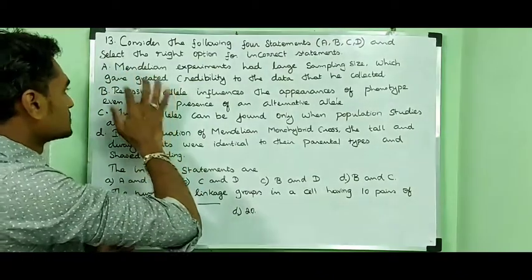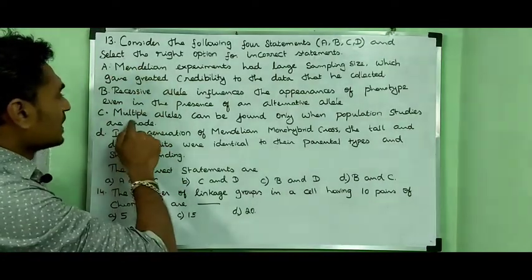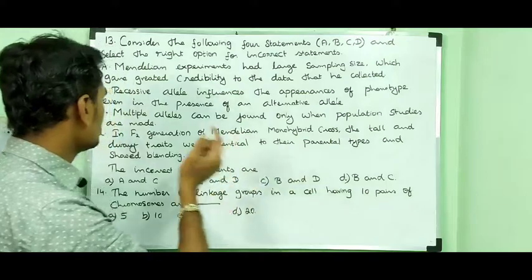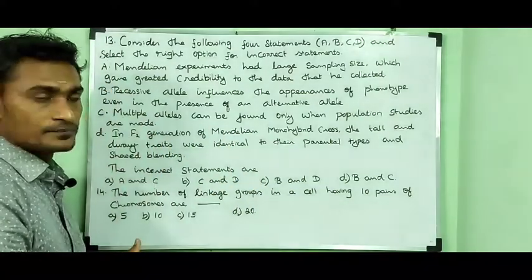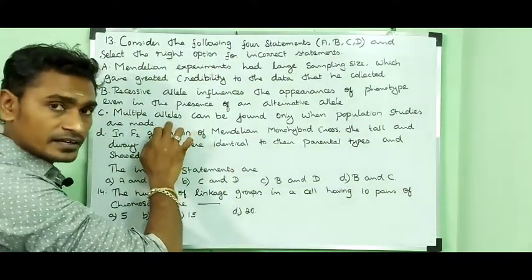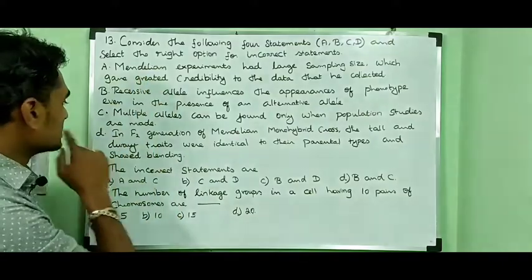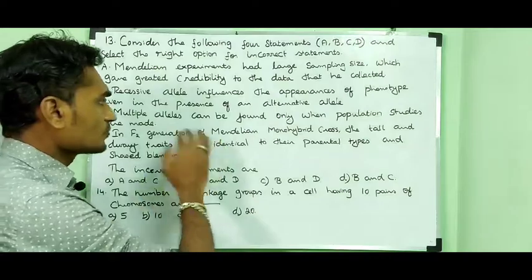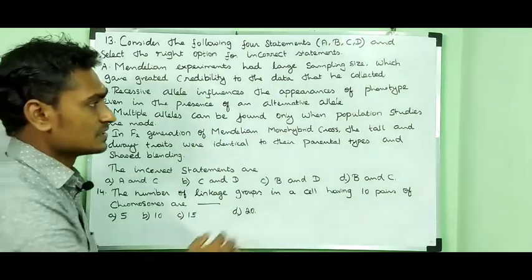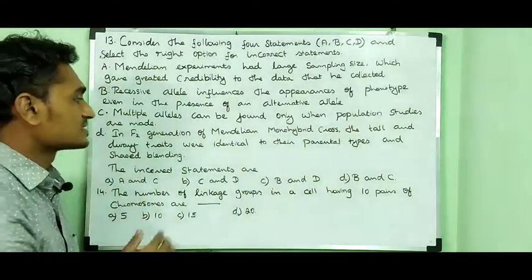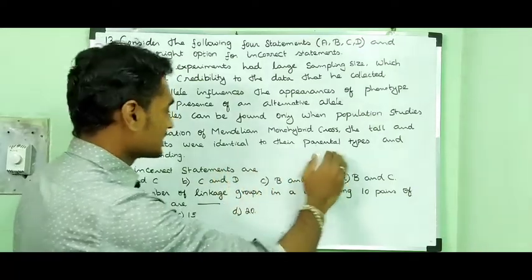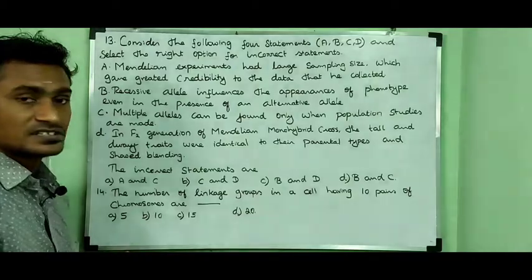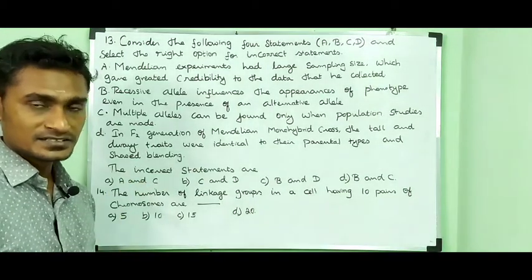So option B is the right answer. Then, multiple alleles can be found only when population studies are made. Option C is the right statement. Option D: in F2 generation of Mendelian monohybrid cross, the tall and dwarf traits were identical to their parental type and show blending. Option D is also an incorrect statement.